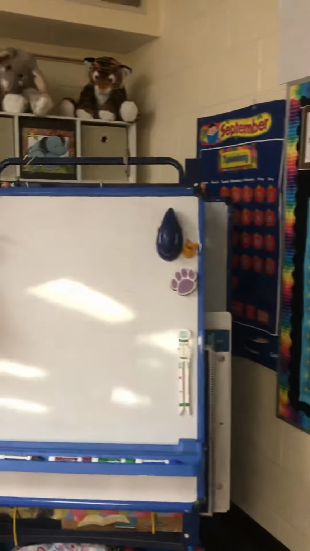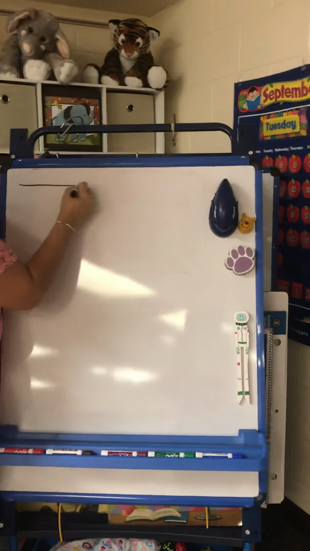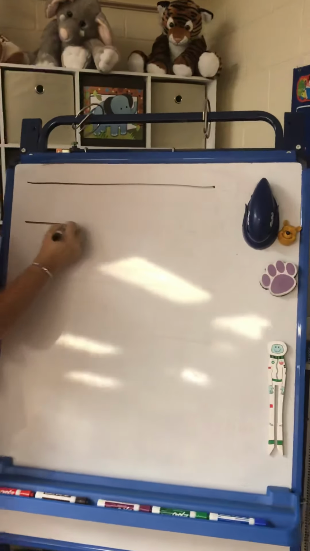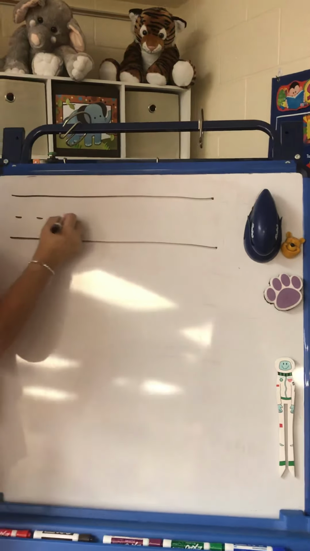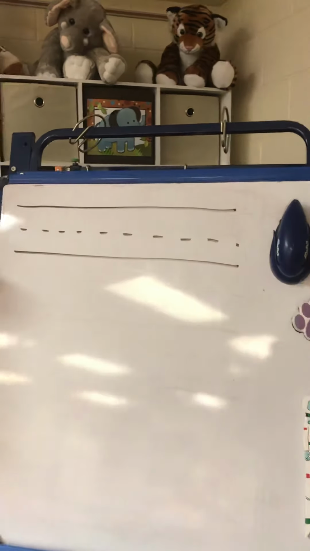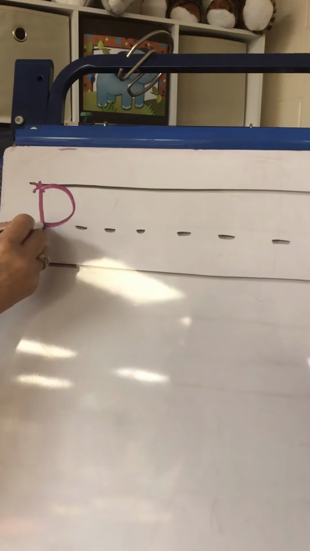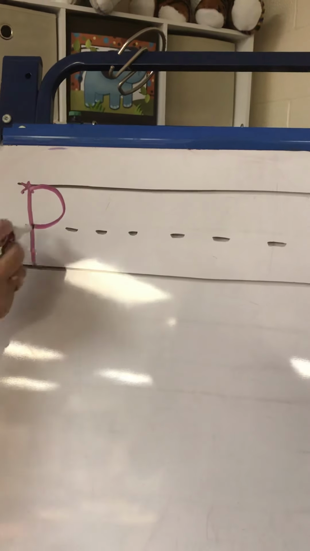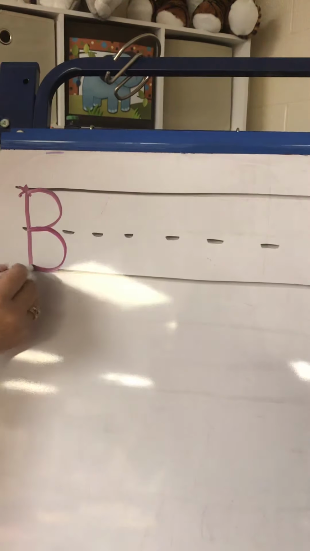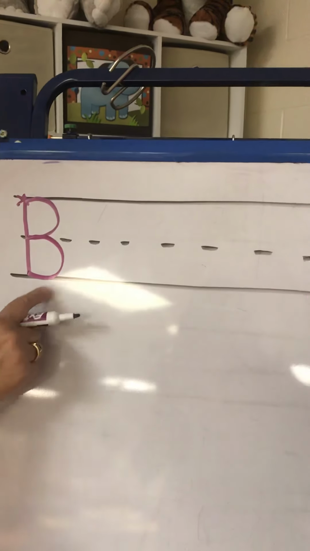All right, before we go to our binder, we're going to practice making capital B and lowercase b. I'll put the star up here. Remember, we start at the star. Big line down, jump back to the top, curve around. See how I touched the dotted line? Curve around. See how I touched the bottom line?